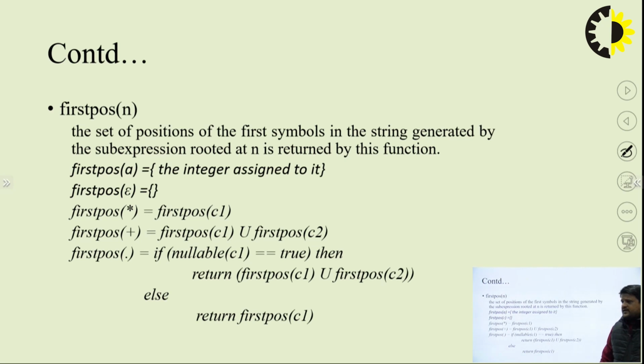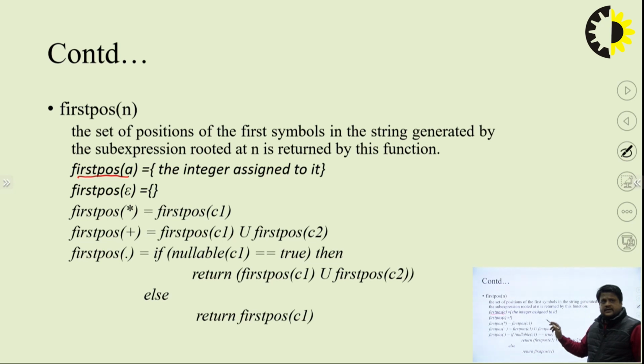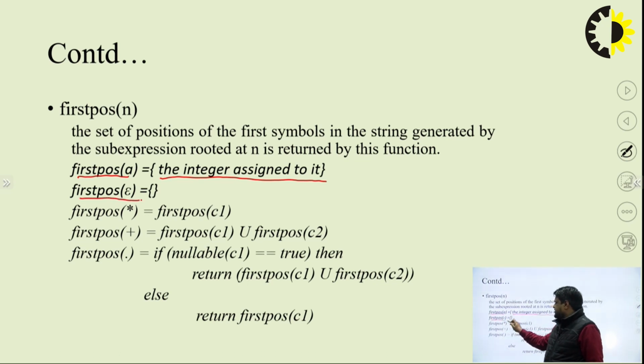Now we will move towards the first position. So what is the first position? The set of positions of the first symbol in the string generated by the sub expression rooted at n is written by this function, right? So whenever you think of single terminals, the first position of A will be the integer assigned to it, meaning the position value that is assigned to that particular A in the syntax tree. If you find the first position of epsilon, it is phi, it is empty, right?